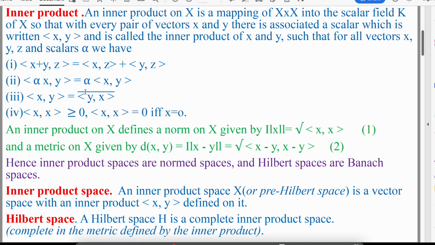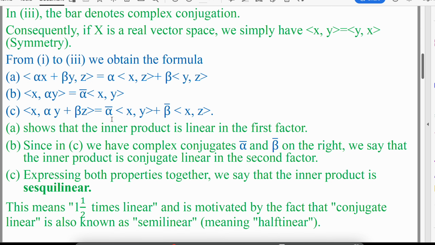Here you have noticed that we have written bar. Bar means the complex conjugation. If X is a real vector space, then we will simply have inner product of X and Y equal to inner product of Y with X. Here we don't have bar in this case if the space is real, and it shows the symmetry.